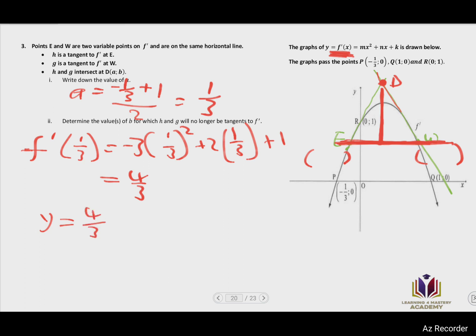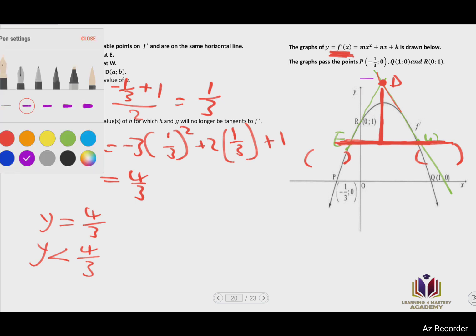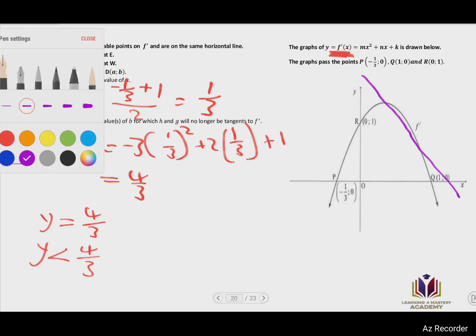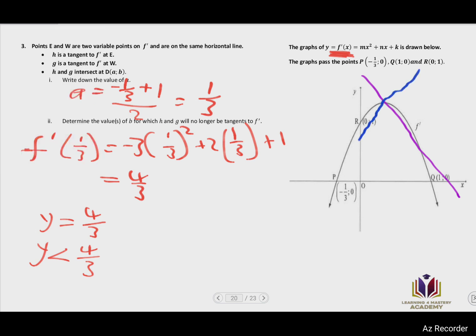So if it happened that the Y value of D is anything less than 4 over 3, what would happen? This graph would most likely pass over here, which means it's no longer a tangent because it would be cutting the graph at 2 points, right? The same goes for the other one. It would cut the graph at 2 points, right? Which then means that it's not a tangent, because remember, a tangent is a line that touches the graph at 1 point, at a single point.